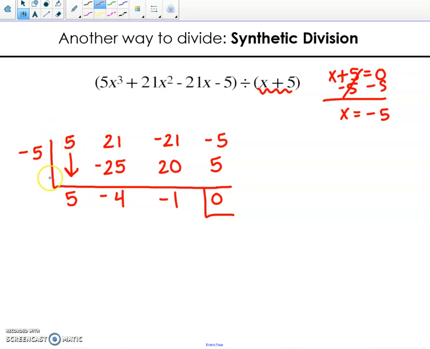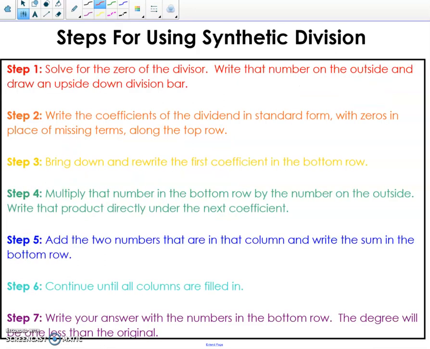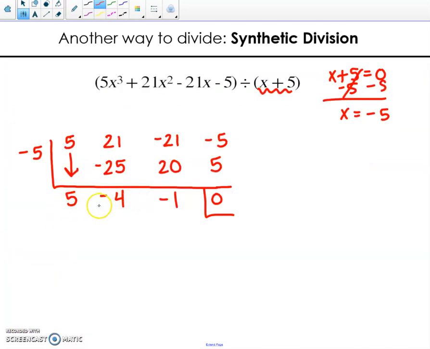So to write our answer, what we're going to do is use the numbers on the bottom. Actually, I'll go back to Step 7, write your answer with the numbers in the bottom row, and the degree will be 1 less than the original. So these numbers are the coefficients, and our original dividend had an exponent of 3, so our answer will have an exponent that's 1 less, so it would be a 2. So this is going to be 5x squared minus 4x minus 1.